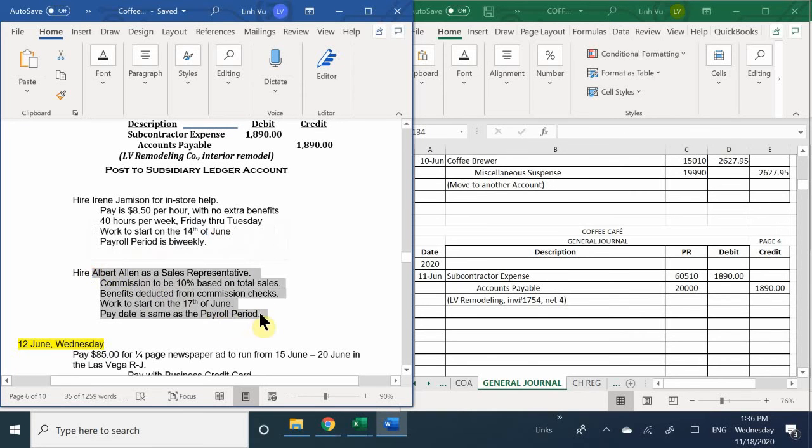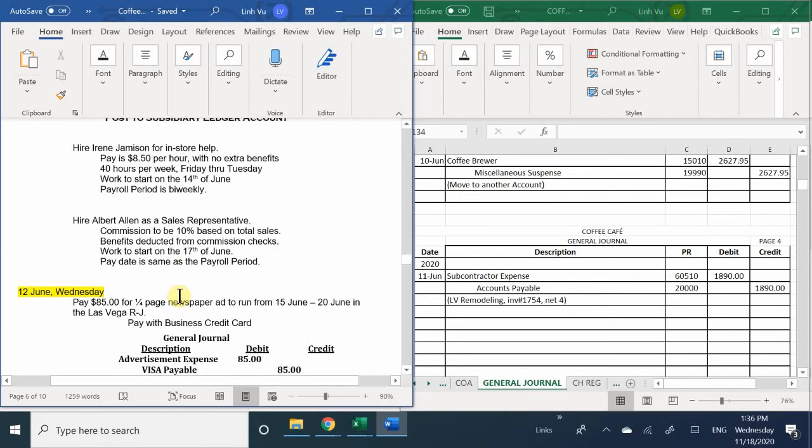We also hired Mr. Albert Allen as a sales representative, and he's going to be commission based and a 1099 contractor or worker. So here we're going to see the example of doing payroll for just Irene. And we're also going to look at an example of having a 1099 worker and just paying them off as an expense. So they get to claim 100% of whatever we offered them.